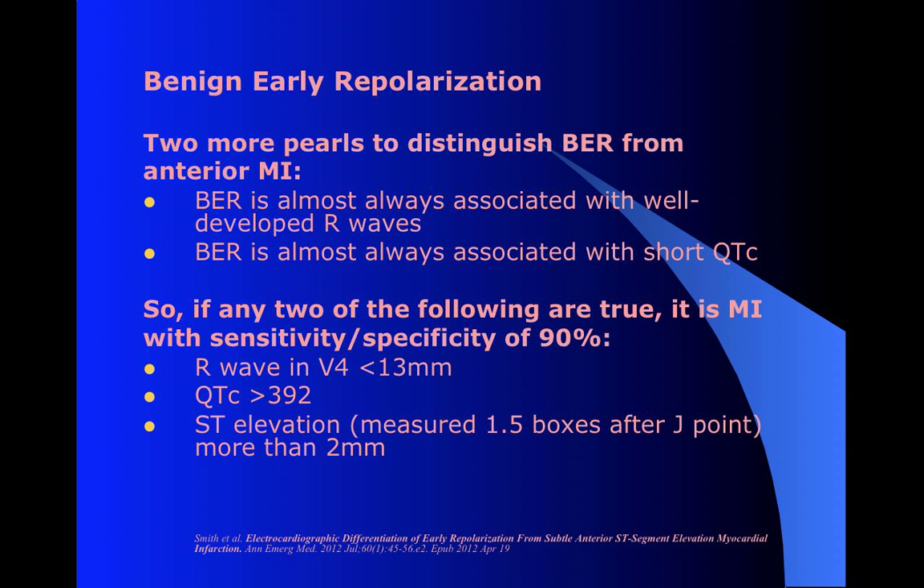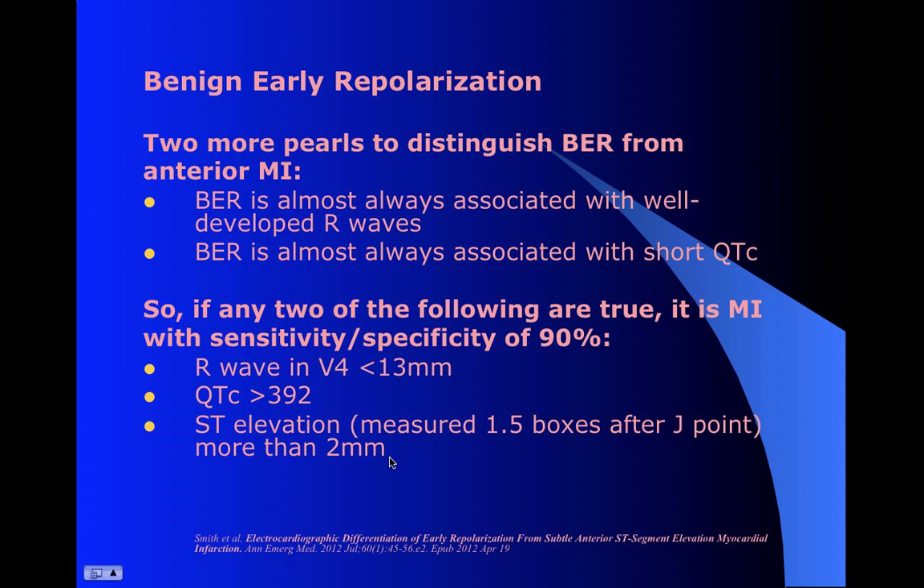Now, I'm not saying you should go and calculate QTs in here, but you can just look at the computer reading. It's usually pretty good with these. Longer QTs are associated more with ischemic changes. Now, Dr. Smith, of course, has developed a decision rule for this. This is pretty far up there in terms of obscureness. I would not try and calculate this unless you were a computer, but the general concept of a nicely developed R wave and maybe a longish or a shortish QTC for early repole, those are pretty easy.